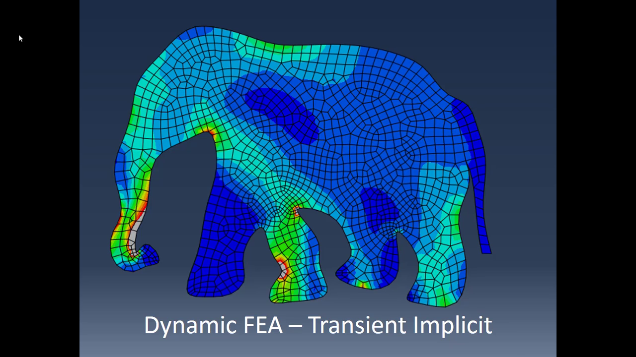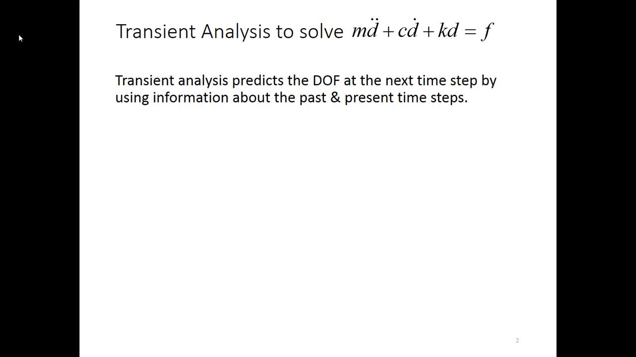This video gives a brief introduction to dynamic FEA, specifically doing transient or time-dependent analysis using the implicit methodology. It wraps up with an example working through the process for a single degree of freedom model. Let's start out with a quick overview of transient analysis.